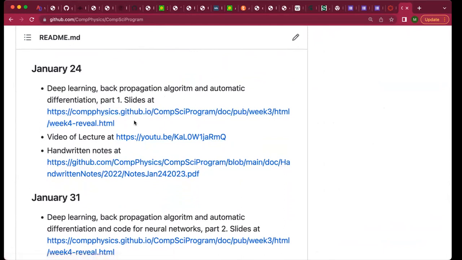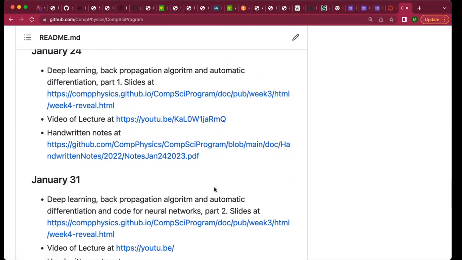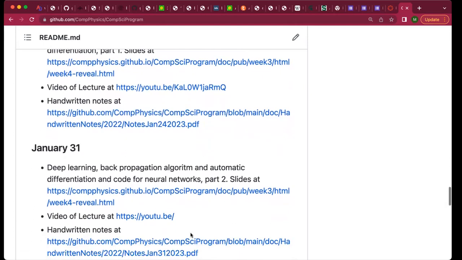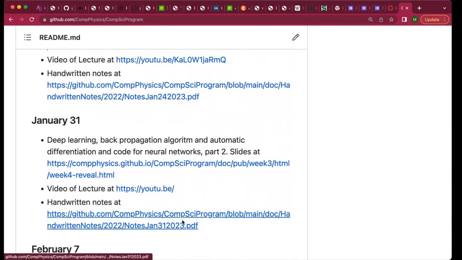So last week we looked at the backpropagation algorithm and we derived it. And then we tried to link this with automatic differentiation. So this is part number 2 here. And then we are going also to dive into the code for setting up a neural network and which are the basic ingredients which we need. And the video of the lecture is going to come later, and the same with the lecture notes.